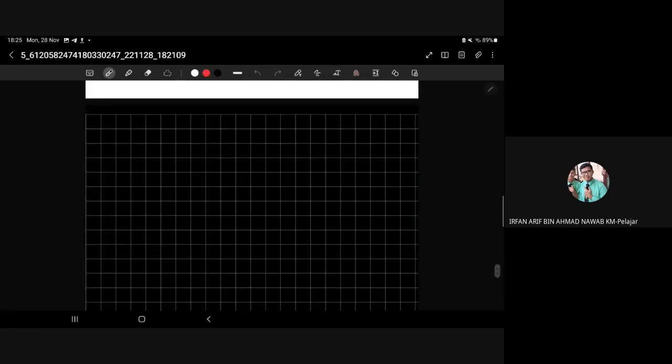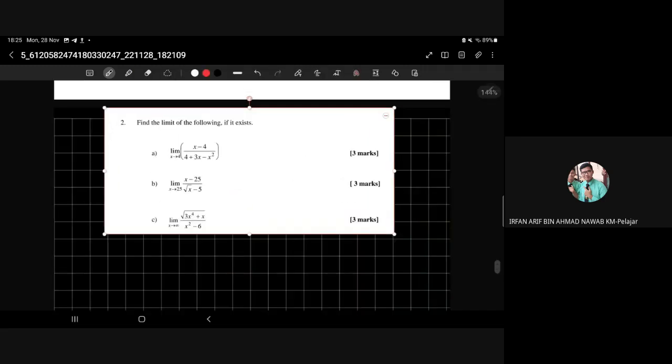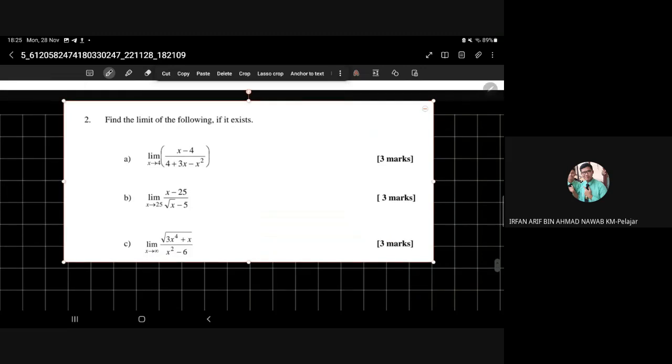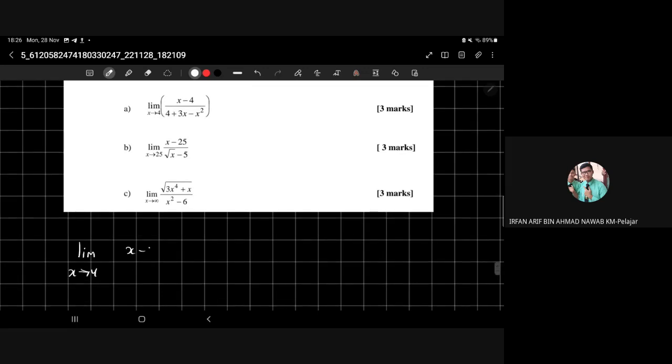Alright, so let's try to evaluate these limits. First we have a limit where it is a rational function whose denominator is a quadratic function. Okay, so first, can we factorize the denominator, obviously? Limit as x approaches 4 of x minus 4 over, let me rearrange the terms, negative x squared plus 3x plus 4.